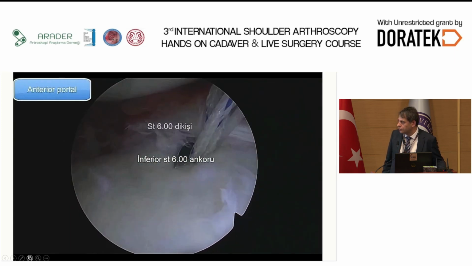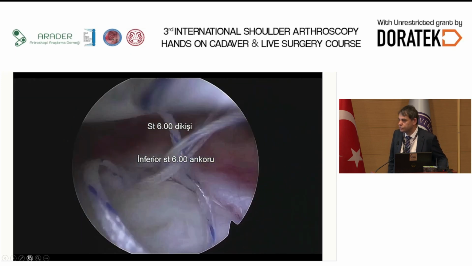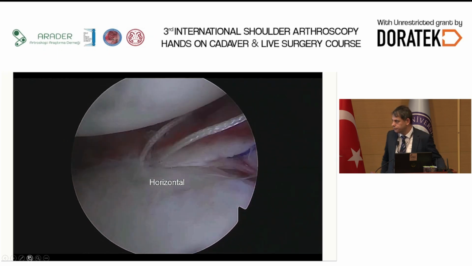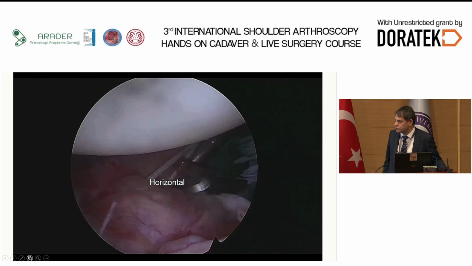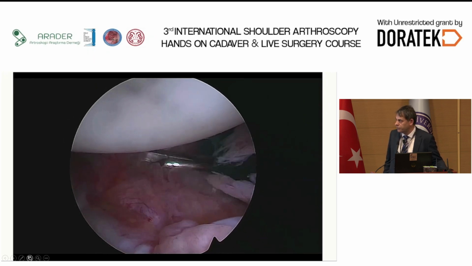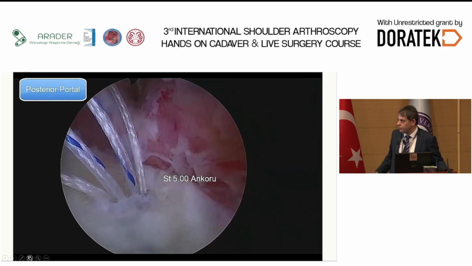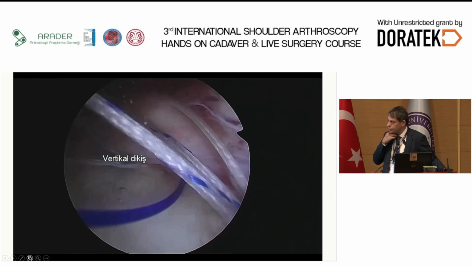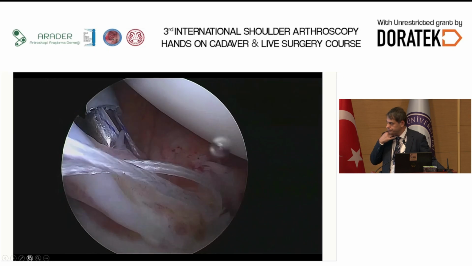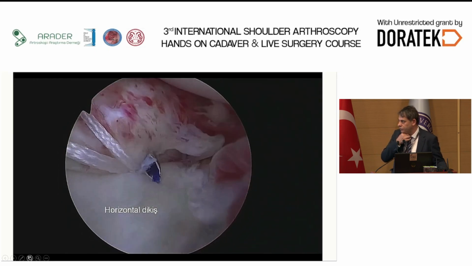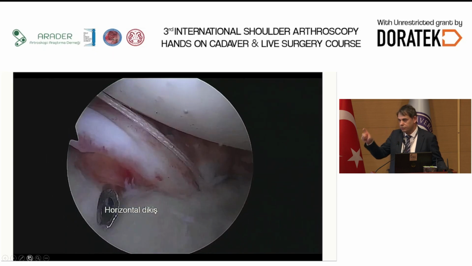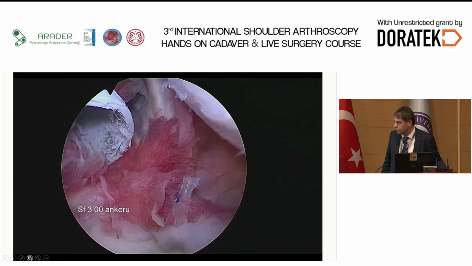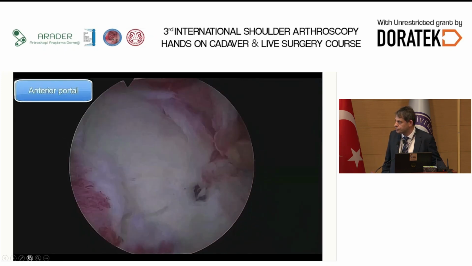Then move to the inferior part, put a 6 o'clock anchor, and repair the inferior part of the labrum. First superior, then inferior. One vertical and one horizontal suture. After that, we move to the posterior cannula and put the 5 o'clock anterior anchor, and then repair the anterior part of the labrum. Always one vertical, one horizontal suture on one anchor. Double-loaded anchor.